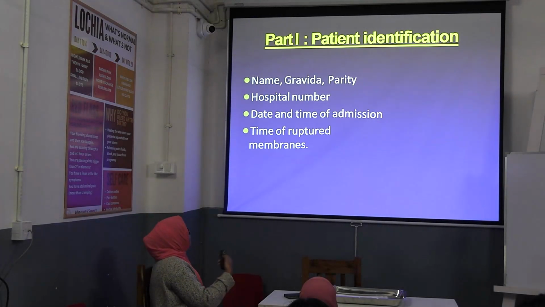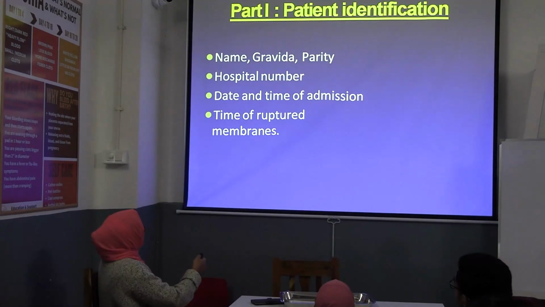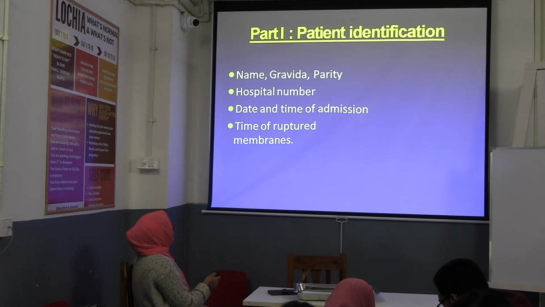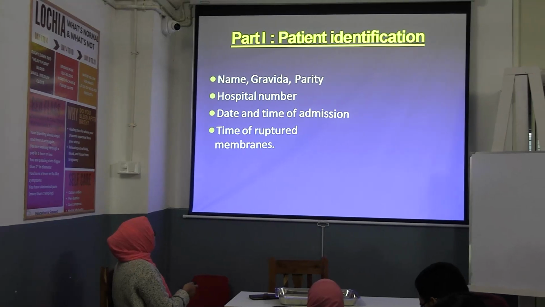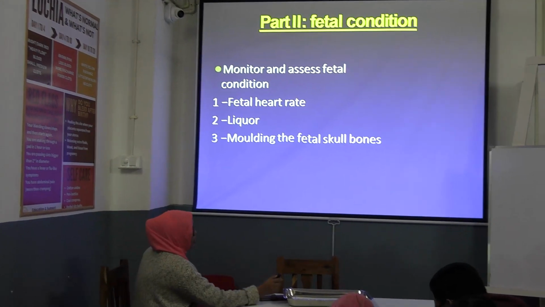So now coming one by one, patient details: name, gravida, parity. You can take one graph each. So name of the patient, gravida, parity, hospital number, registration number, date and time of admission, time of rupture of membrane. Now fetal condition, here we see the fetal heart rate.